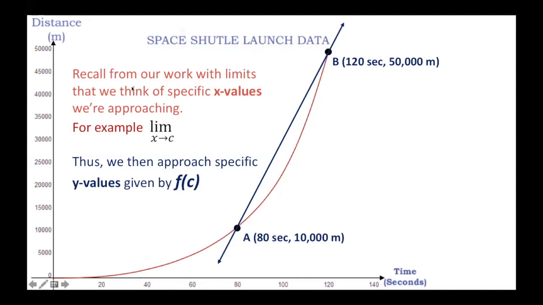Recall from our work with limits that we think of specific x values we're approaching. So for example, as x approaches some value c, we're also approaching a y value given by f of c. All I'm saying here is along this red curve, as we're moving in from the left, and then we can move in from the right, we're approaching a particular height, and we can call that height f of c. That's the function value we're approaching as we consider the limit as x approaches some value.